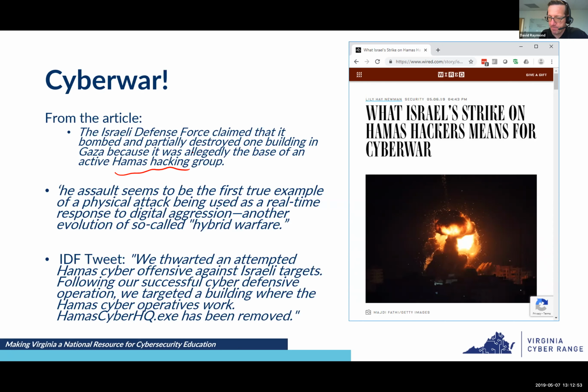Of course, apparently the people in this building were basically Hamas insurgents or Hamas fighters, part of their intelligence community. So did they just bomb this thing because there were some guys that were hacking them in the building? Probably not. I mean, it's sort of an interesting way to frame it. And the announcement was basically made over Twitter over the weekend.